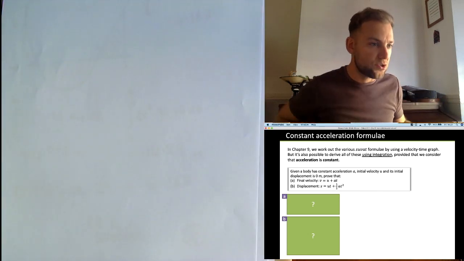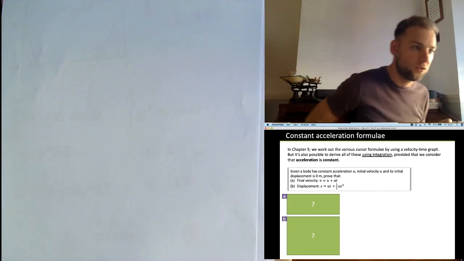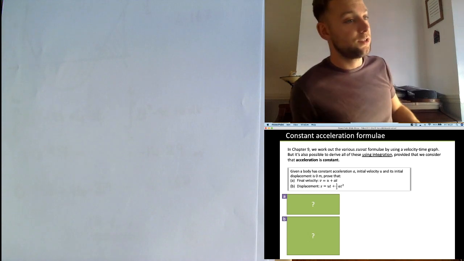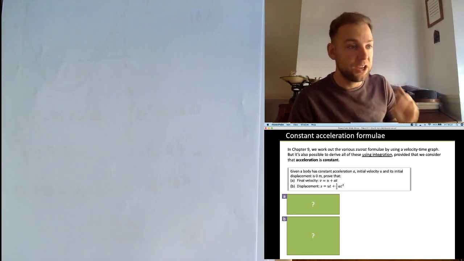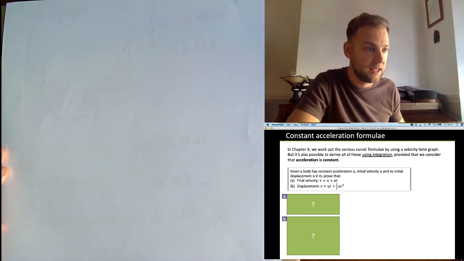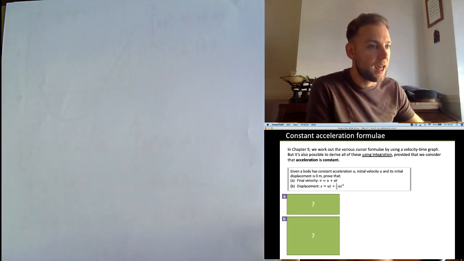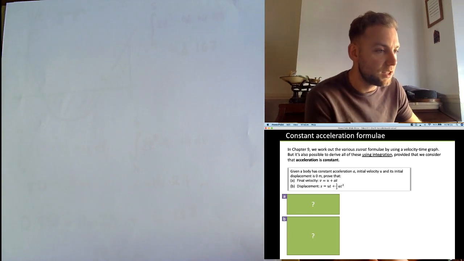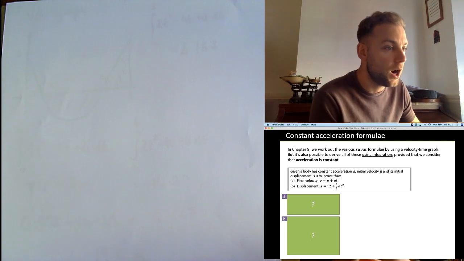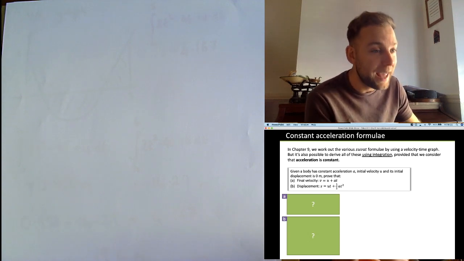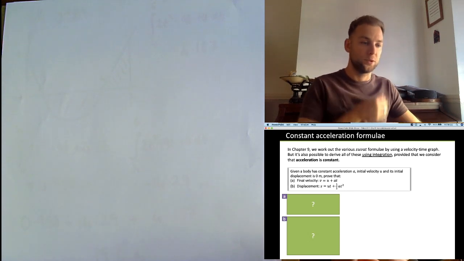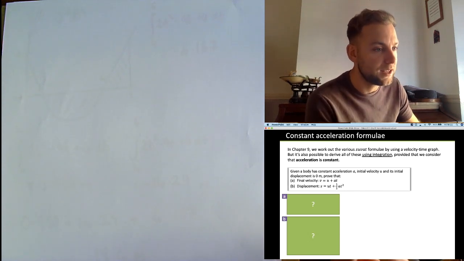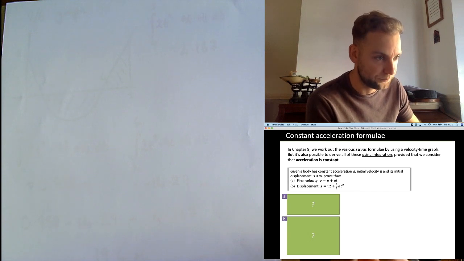So we've been using SUVAT to prove the formulas. It's also possible to derive all of these using integration, provided we consider that the acceleration is a constant. Given that a body has a constant acceleration of a, an initial velocity of u, and its initial displacement is equal to 0, prove that v is equal to u plus at and s is equal to ut plus a half at squared.